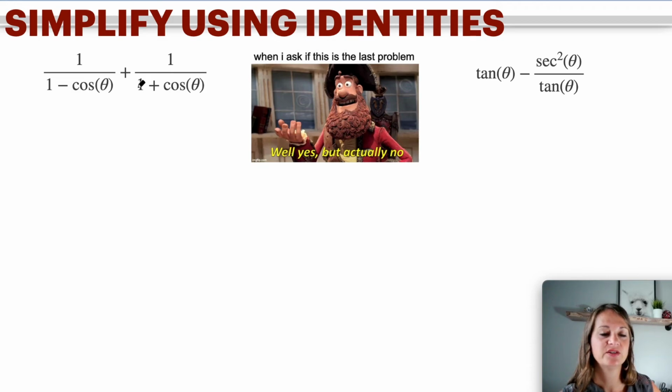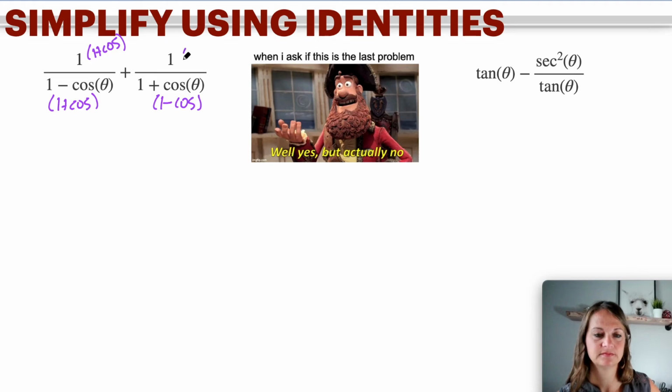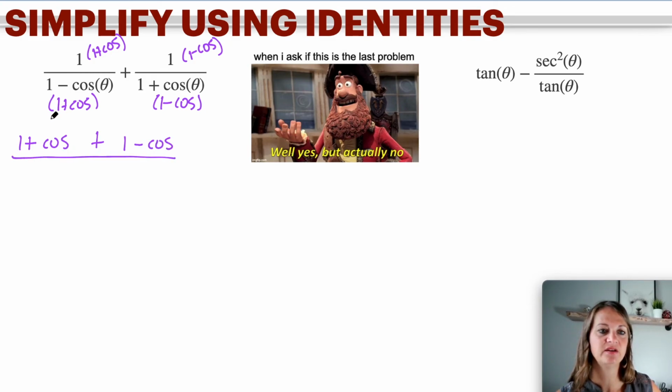For the next one, there is no common denominator, so I'm going to have to multiply by each other. In the numerator, I'm going to have a 1 plus cosine plus a 1 minus cosine. In the denominator, it is 1 minus cosine times 1 plus cosine. I'm going to go ahead and take the numerator. Cosine minus cosine is 0. 1 plus 1 is 2.